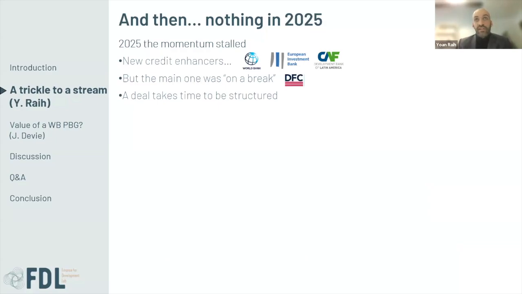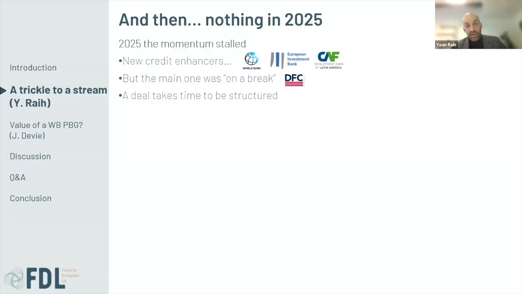Part of the explanation is that the set of credit enhancers, and I think I've said in the beginning that credit enhancers, the guarantors, are very instrumental in the operations. So the number of credit enhancers has increased in 2024. But the main one was, let's say, on a technical pause. It's the USDFC, as you might have seen, has not pulled out any more transactions in 2025. And when the biggest player in the market steps back, the overall market is on a break. So that's probably one of the explanations. But there are also deeper reasons that we try to assess in the article.